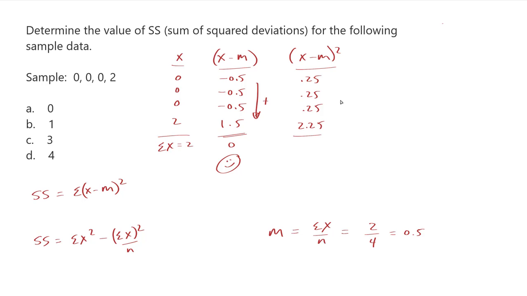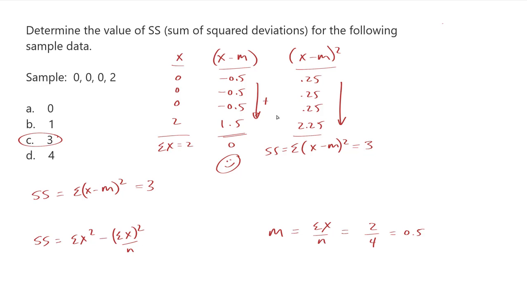Okay, I'm going to add these up to finish off my formula, because that will give me my sum of everything in the column. It's the sum of my squared deviations, and that's going to give me a total of 3. That is my sum of squares, 3. And so the answer is going to be C.